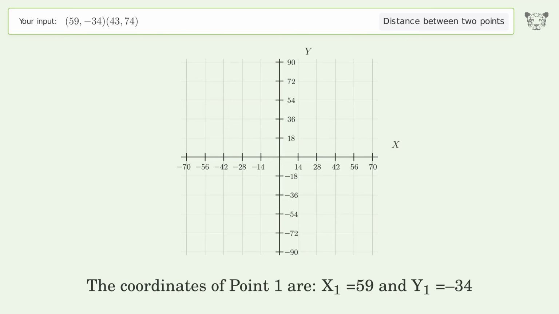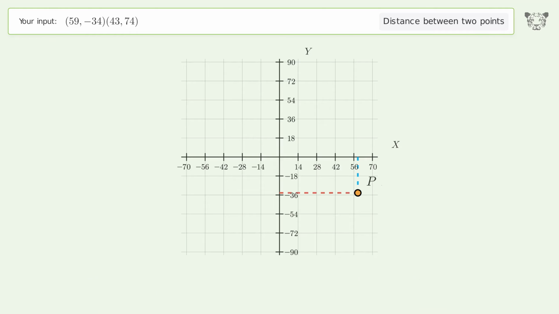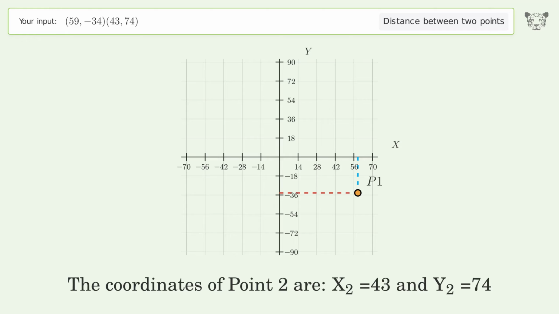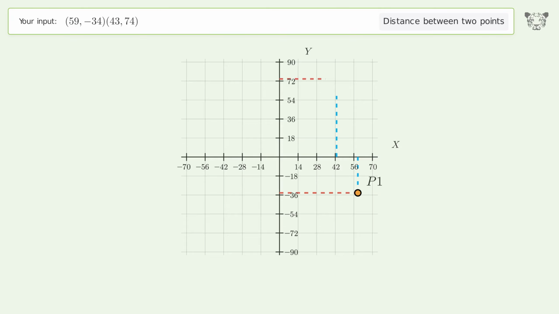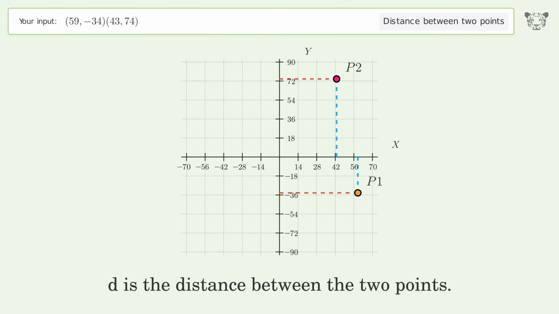The coordinates of point 1 are x1 equals 59 and y1 equals negative 34. The coordinates of point 2 are x2 equals 43 and y2 equals 74. D is the distance between the 2 points.